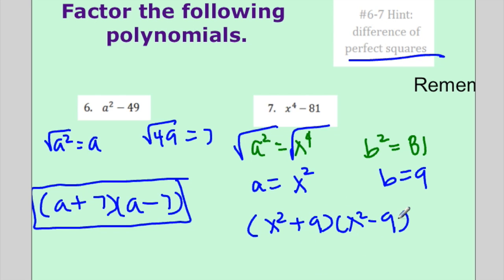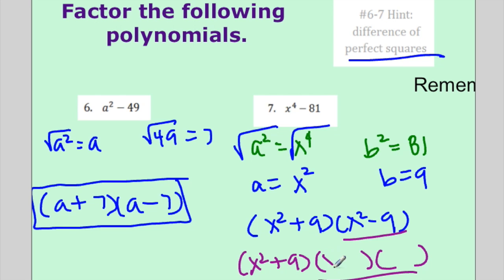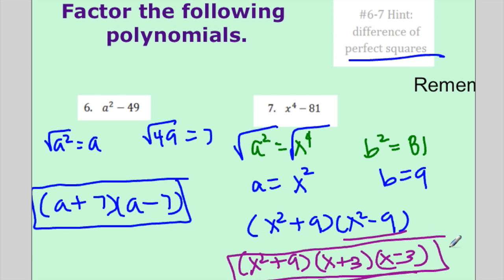Now I look at this one and I see, oh, x squared minus 9. The square root of 9 is 3. The square root of x squared is x. So I can break this one down even further. So this piece becomes x and x. The square root of 9 is 3. And then I have plus and minus. And that is my completely factored example for number 7. Okay.